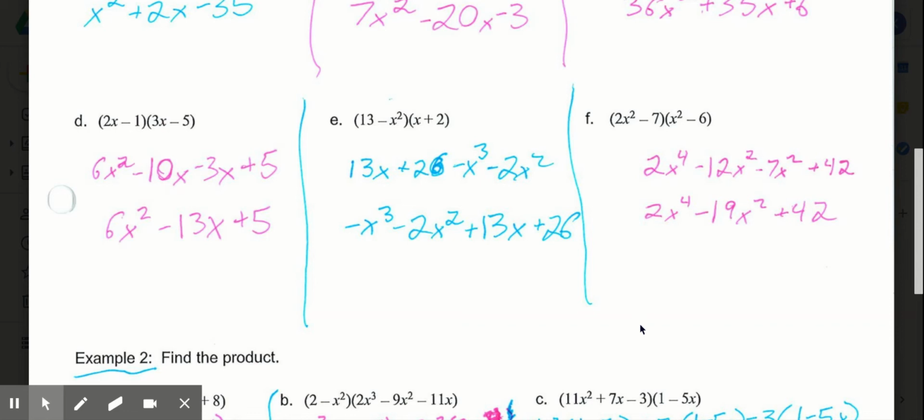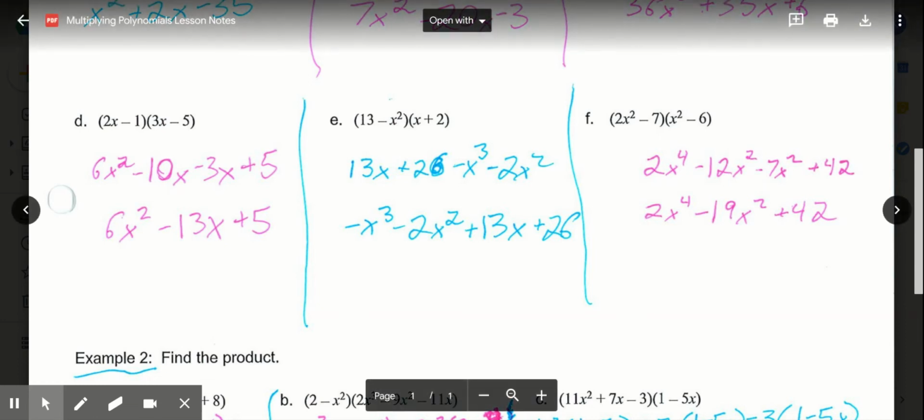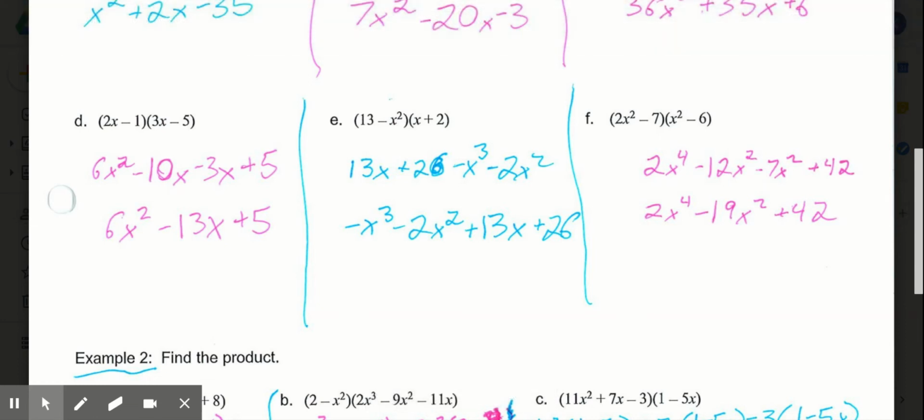In E, we now have an x squared in a binomial. That changes nothing about the FOIL approach. We just now have to be careful to use that exponent of 2. So when we do E, we still use the FOIL. 13 times x is 13x. Outer, 13 times 2 is a positive 26.